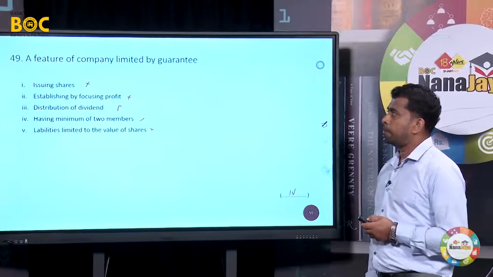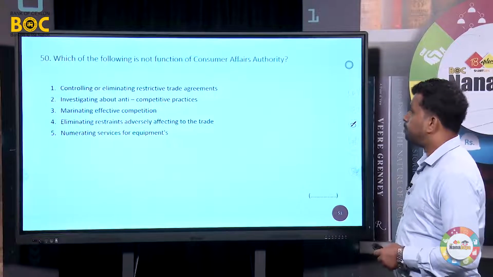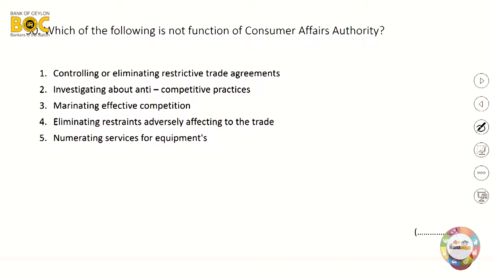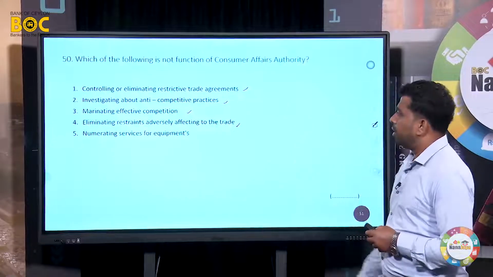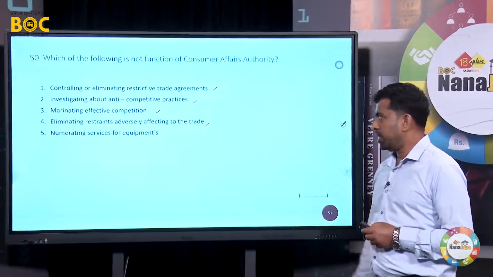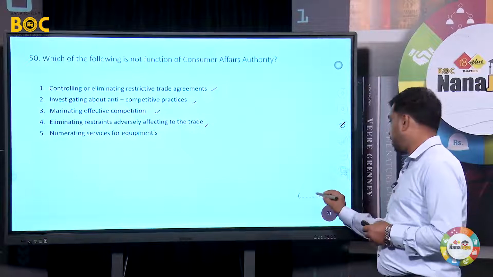Question number 50. Which of the following is not a function of the Consumer Affairs Authority? Controlling or eliminating restrictive trade agreements is correct. Investigating anti-competitive practices is correct. Maintaining effective competition, correct. Eliminating restraints adversely affecting the trade, correct. Calibration services for equipment is done by the Sri Lanka Standards Institution. So the correct answer for question number 50 is 5.